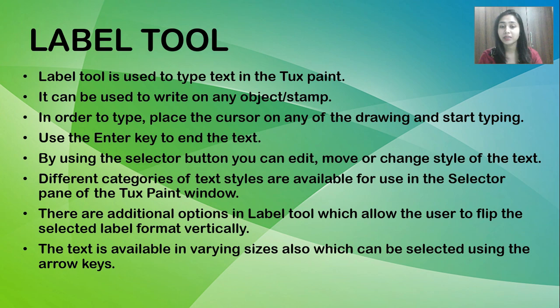By using the selector button, you can edit, move or change the style of the text. Different categories of text styles are available for use in the selector pane of the Tux Paint window. There are additional options in label tool which allow the user to flip the selected label format vertically. So from this option you can flip the selected label, meaning selected text. The text is available in varying sizes also, which can be selected using the arrow keys. So using the arrow keys you can change the size of the text.